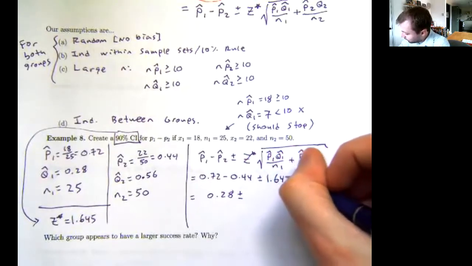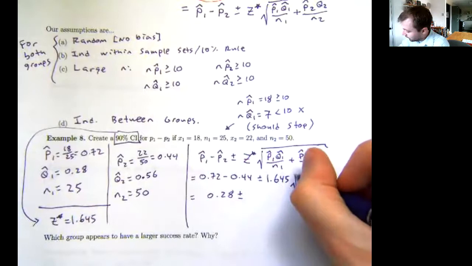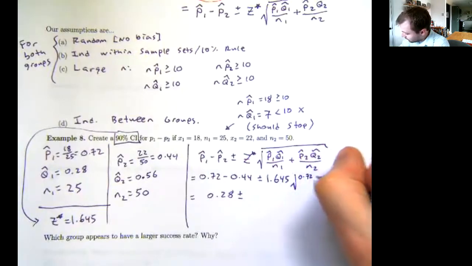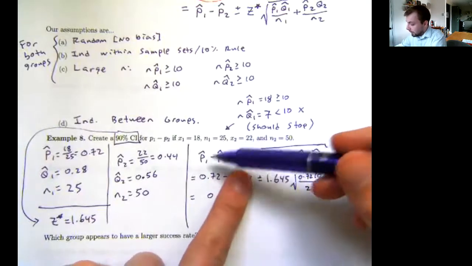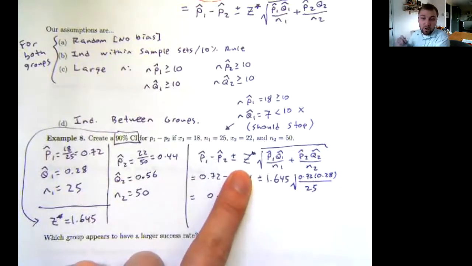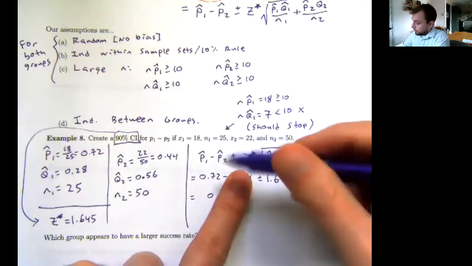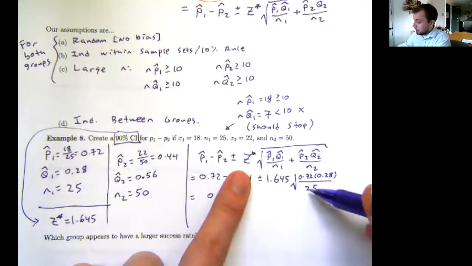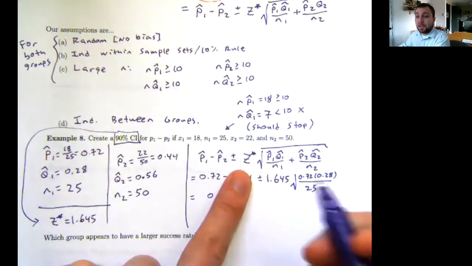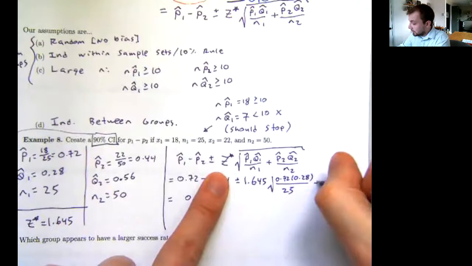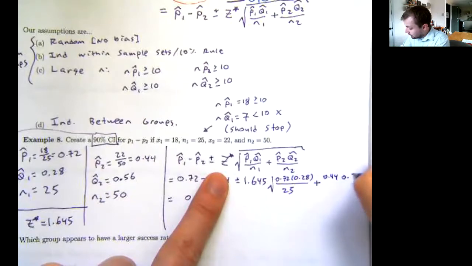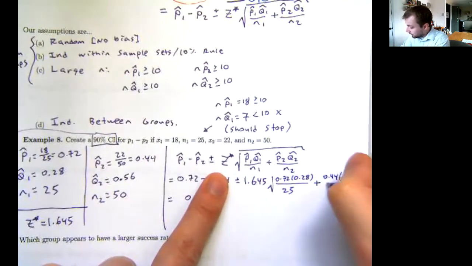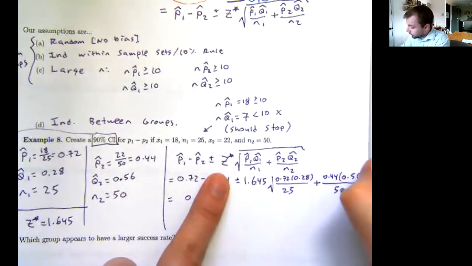So my z star is 1.645 times the square root of p hat and q hat for the first group over the n for the first group. Do you see how I have the confidence interval here using all of my first group information? First success rate, first failure rate, number of trials. I'm going to do the same thing for the second group, and it just adds to the spread. So I have second success rate, second failure rate over the number of trials for the second group.